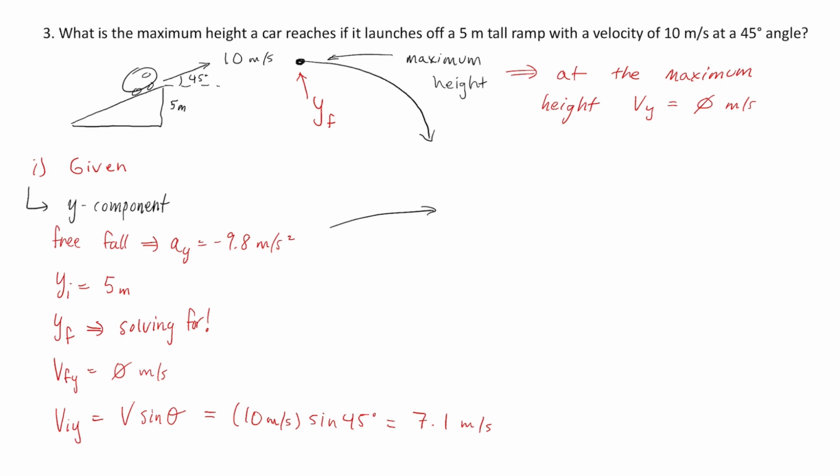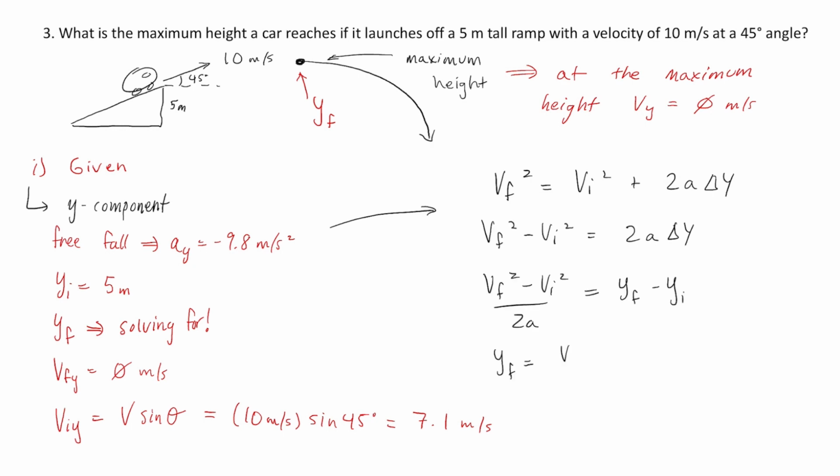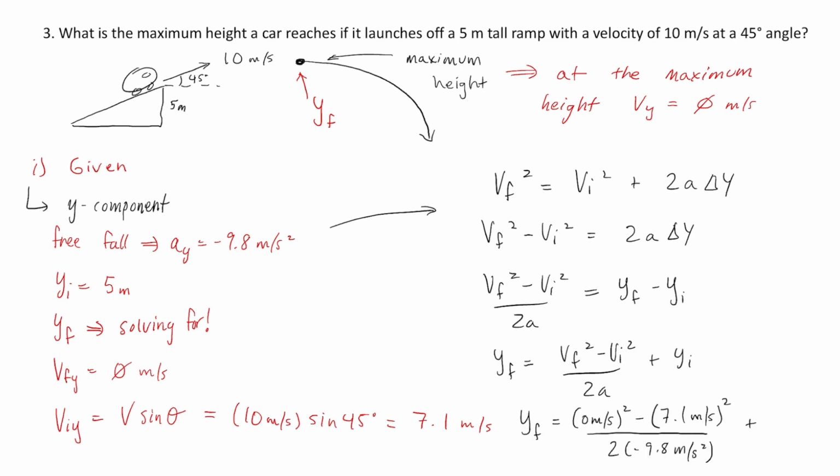And now based on what was given, we can use the Vf squared is equal to Vi squared plus 2a delta y kinematic equation to solve for Yf. All we have to do is rearrange this equation to isolate for Yf. Once that's done, we can plug in our values, and we find that the final position is 7.6 meters. And that's the answer to our third question. Let's move on to the fourth.